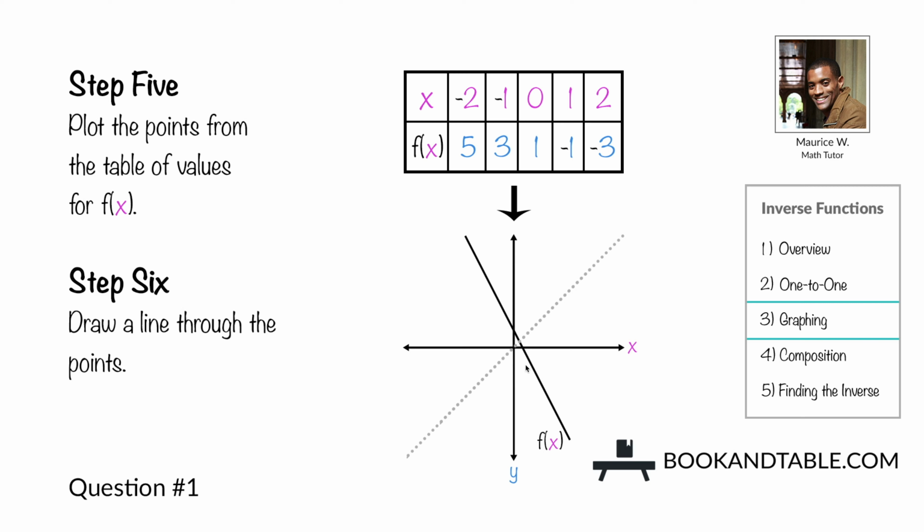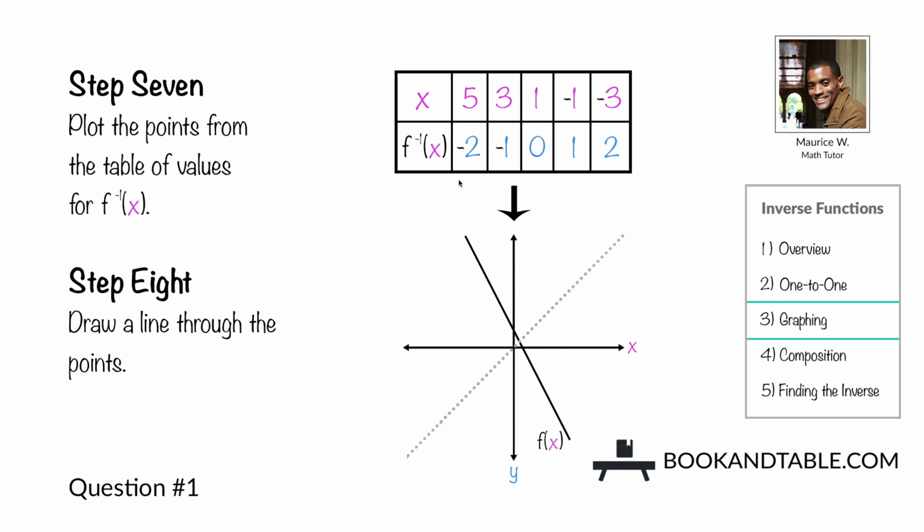And now that we have f of x, we can begin sketching the inverse function. So we want to plot the points from the table with the inverse function. So our first point is positive 5, negative 2. Our second point is positive 3, negative 1. Our third point is positive 1, 0. Our fourth point is negative 1, positive 1. And our fifth point is negative 3, positive 2. And now with these points, we can sketch the inverse function.